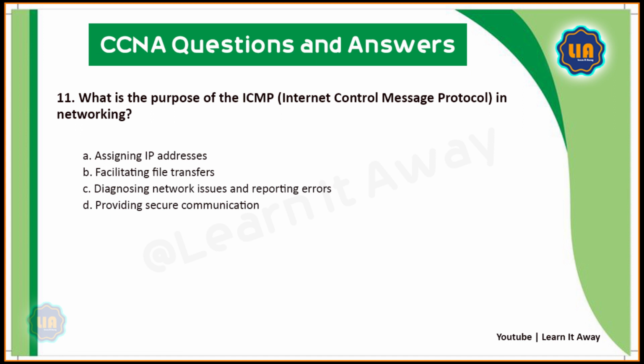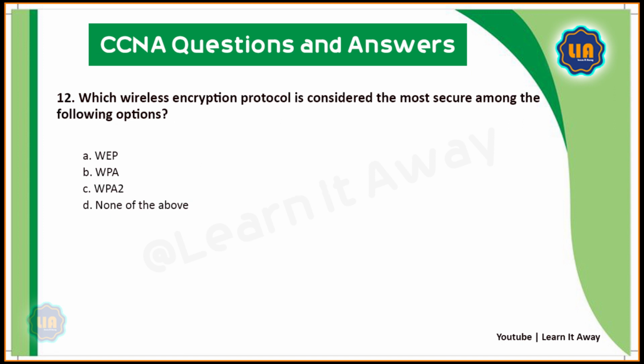A. Assigning IP addresses. B. Facilitating file transfers. C. Diagnosing network issues and reporting errors. D. Providing secure communication. Answer: C. Diagnosing network issues and reporting errors. 12. Which wireless encryption protocol is considered the most secure among the following options?